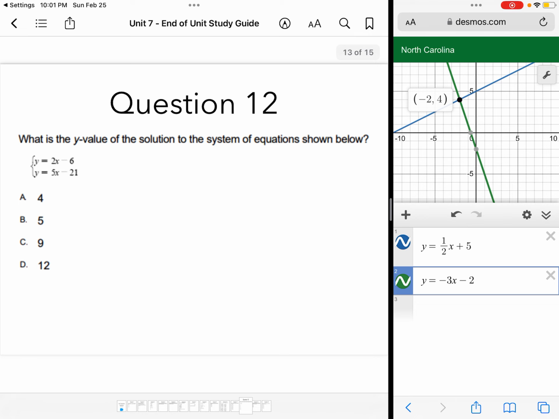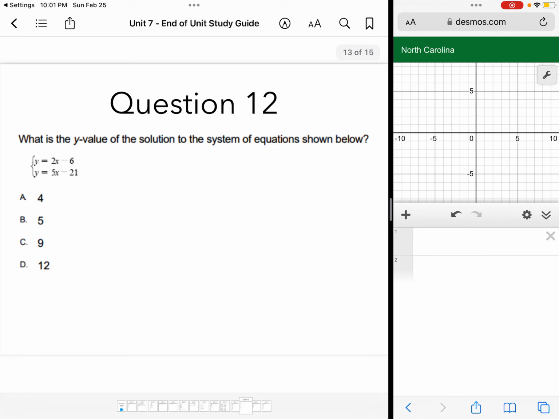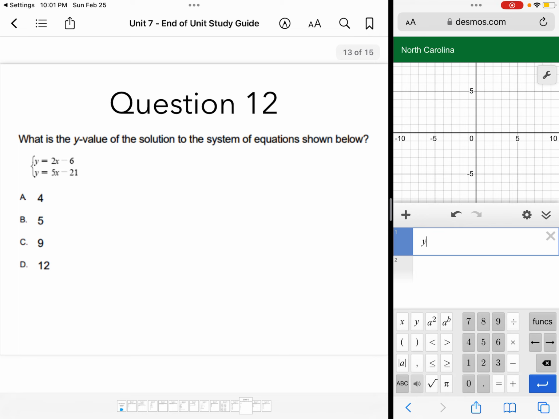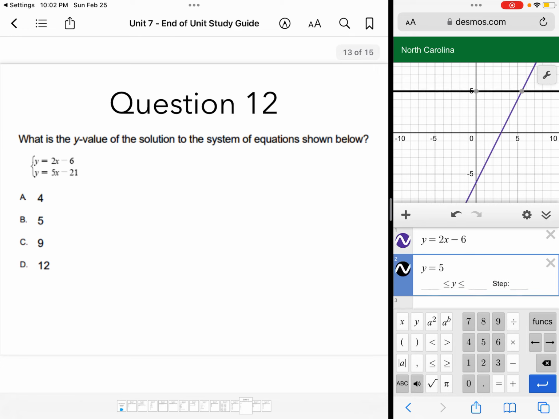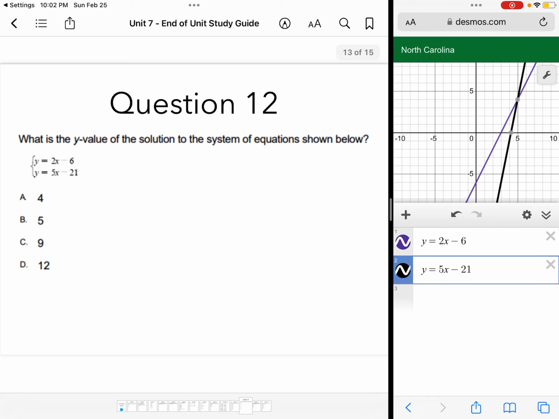Okay, what's the y value? I'm just going to plug it in. Tap 5, 4. The y value is the 4. So you get 5, 4, x, y.